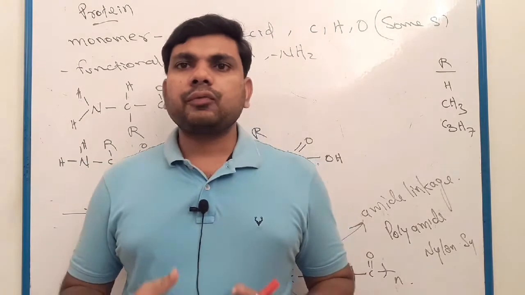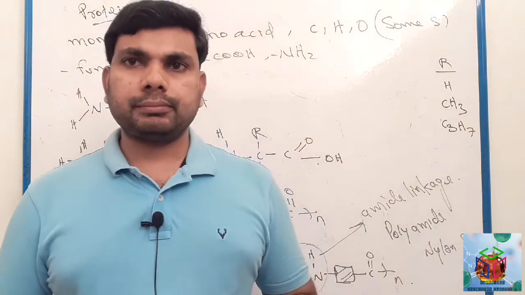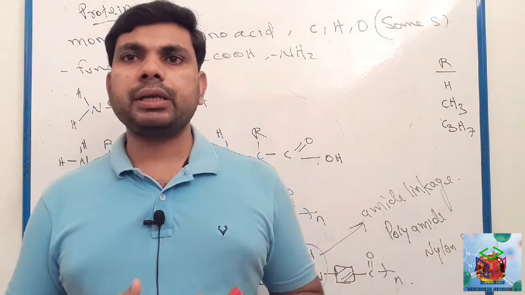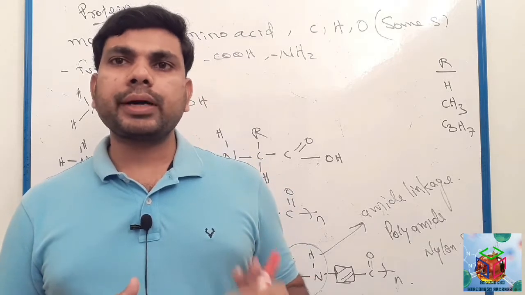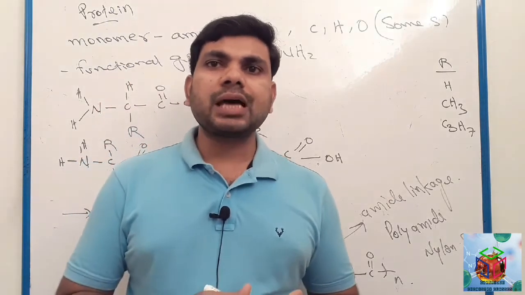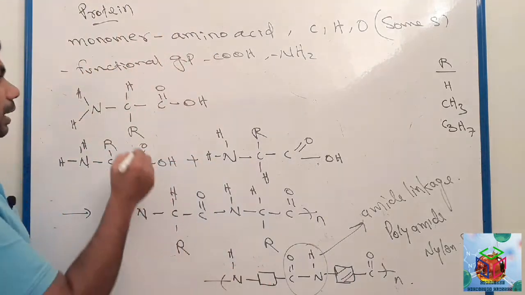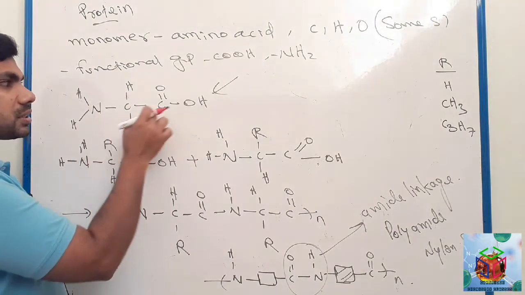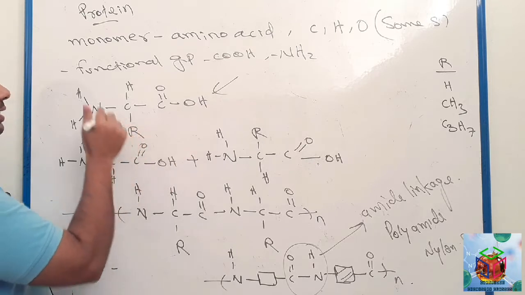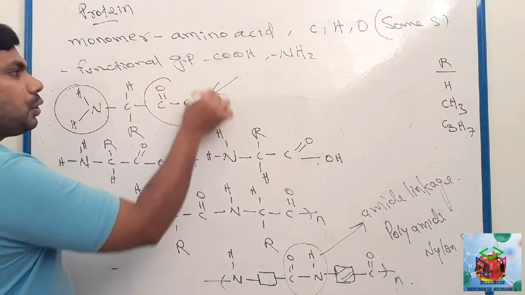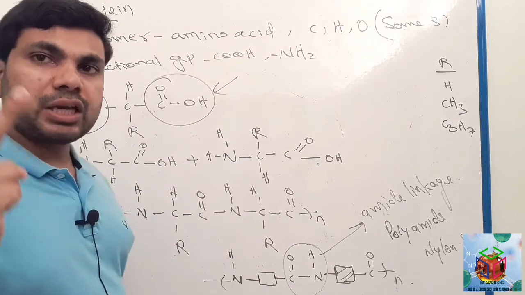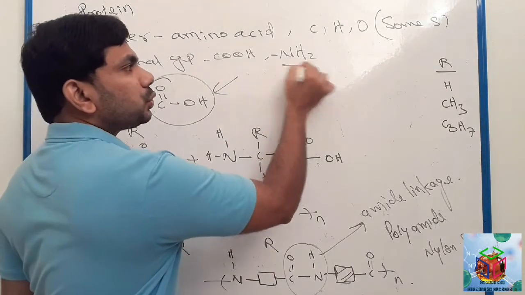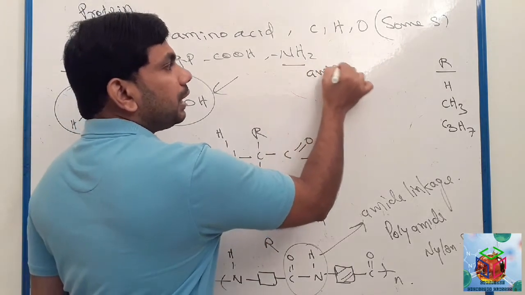Next we have to discuss protein. Protein is another example of a natural polymer. The monomer of protein is amino acid. This is the structure of amino acid: NH2, CHR, C double bond O, OH. One molecule of amino acid contains two functional groups, NH2 and COOH. NH2 is the functional group called amine.